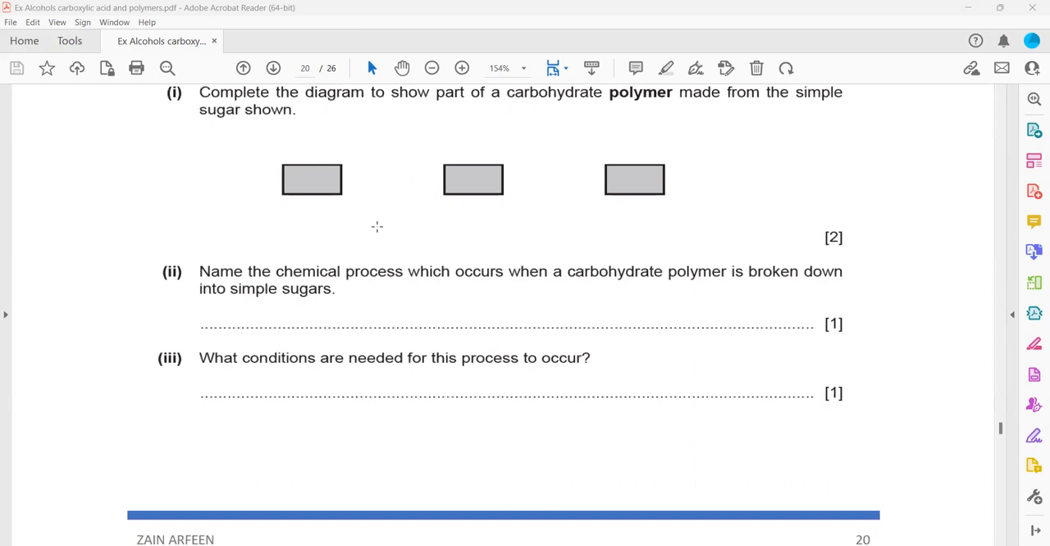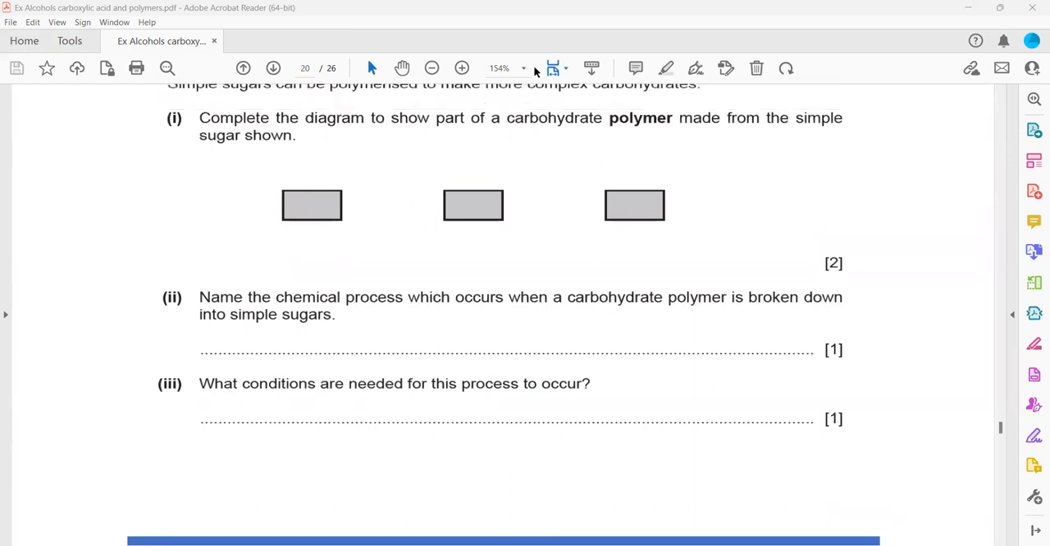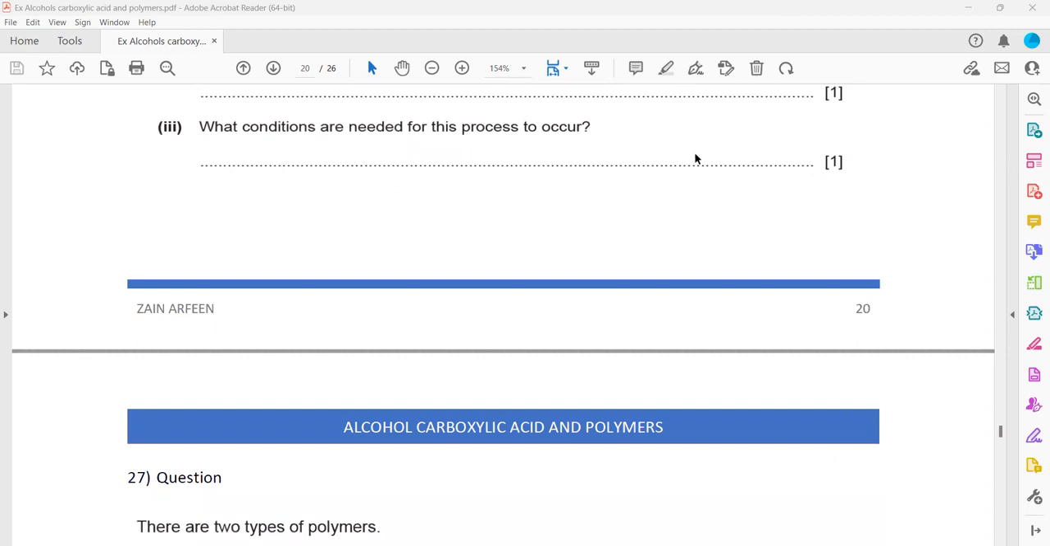Then name a chemical process which occurs when a carbohydrate polymer breaks down. Hydrolysis. So the reverse reaction is known as hydrolysis. That's right. Then state the condition needed for this process to occur. So usually for hydrolysis we need heating with dilute HCl. So heat and acid we need, or we can also say enzyme. You can mention heating, or mention water molecule. That is also fine.